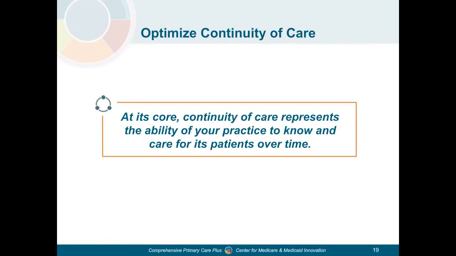The final change concept under access and continuity is for your practice to optimize continuity for care for patients on an ongoing basis. Care continuity is at the heart of comprehensive primary care. At its core, it represents the ability of your practice and your clinicians to know and care for your patients over time. Helping practices focus on optimizing continuity of care is actually a great example of how CPC Plus continues to be refined and improved as we all work to co-investigate strategies for transforming primary care.